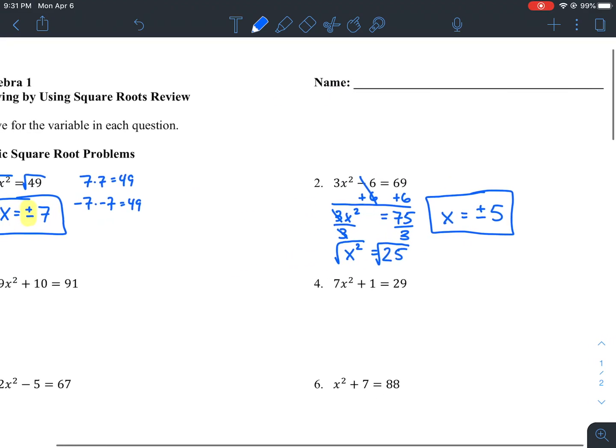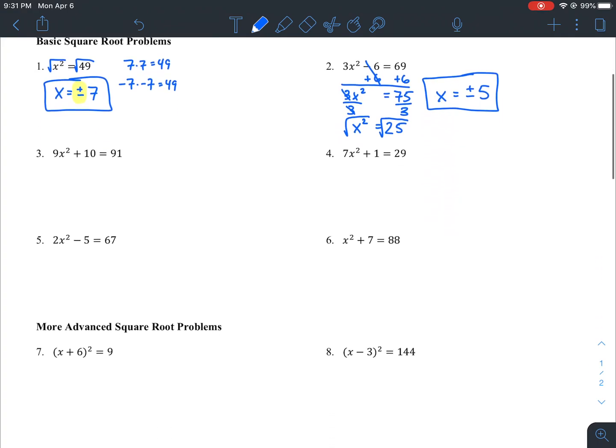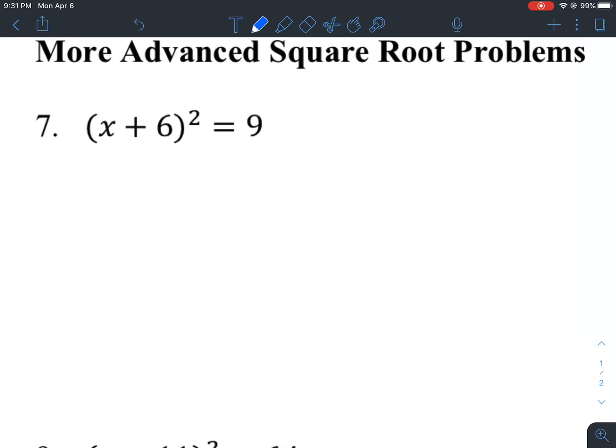Okay, so hopefully that was a good refresher on those types of problems. Questions 3 through 6 you'll be responsible for doing on your own and getting that submitted. We'll scroll down to 7 and 8. We'll work on these together. These are our more advanced square root problems.